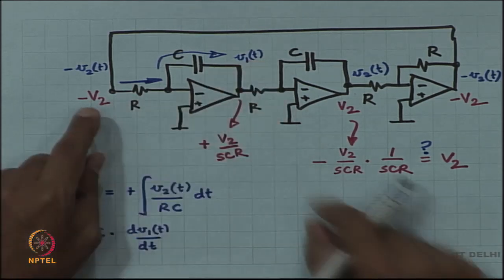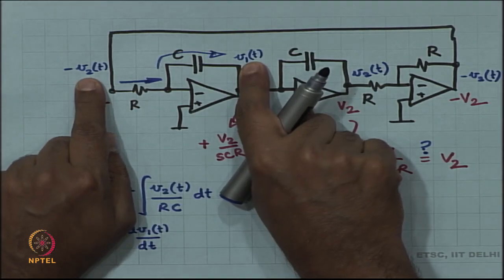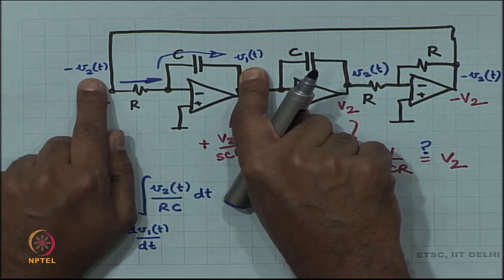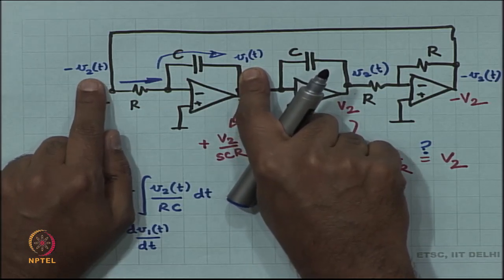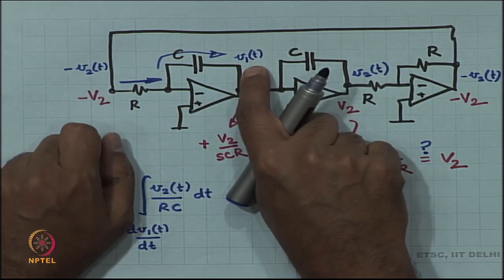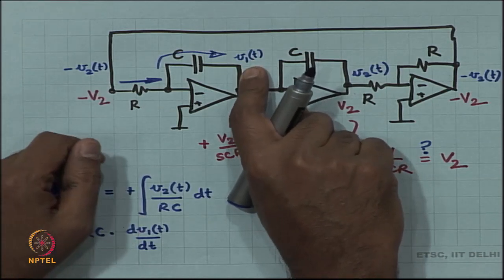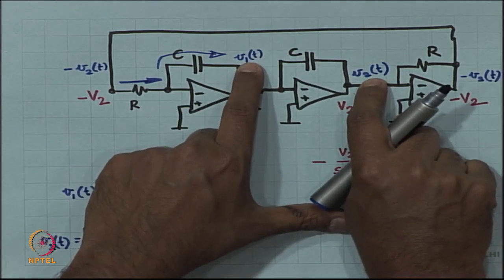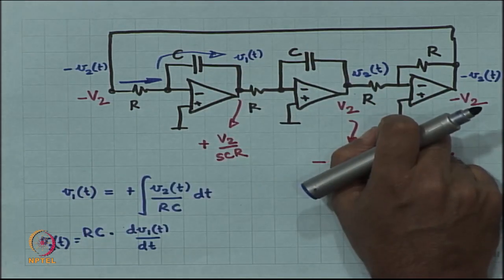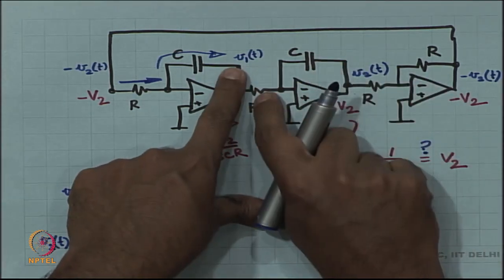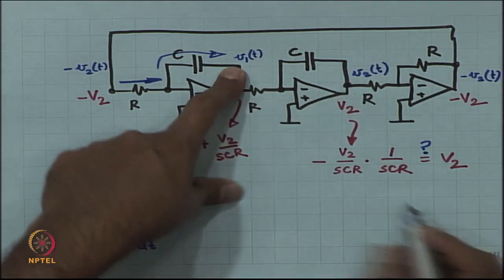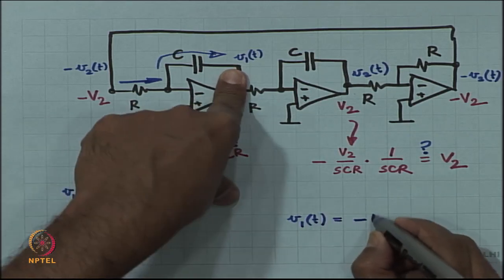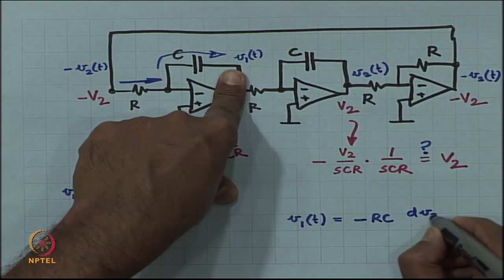Fine. So, all I am saying is that instead of saying V 1 is the integral of V 2, let us say minus V 2 is the differential of V 1. Okay. So, minus V 2 is the differential of V 1. Let us look at it backwards. And likewise, V 1 is the differential of V 2. Okay. So, V 1 of t is nothing but minus R C d V 2 dt.